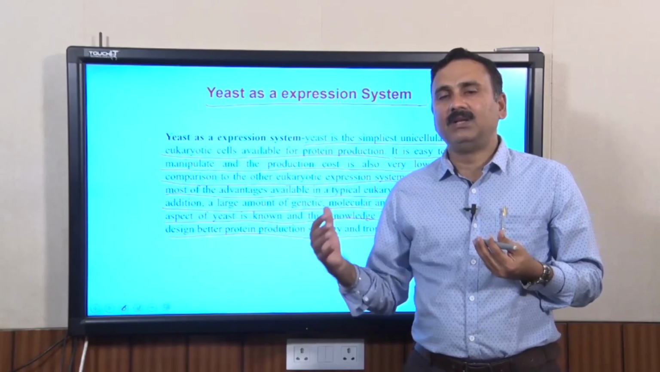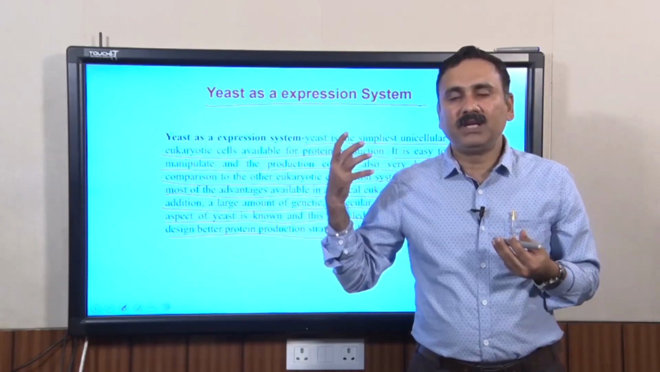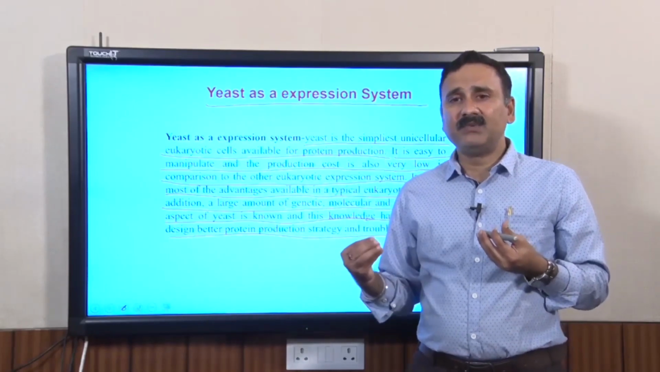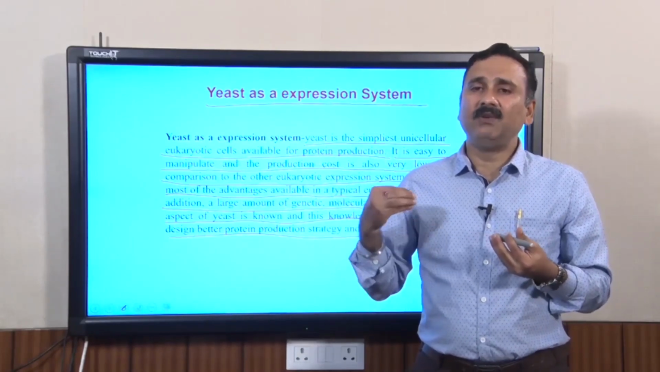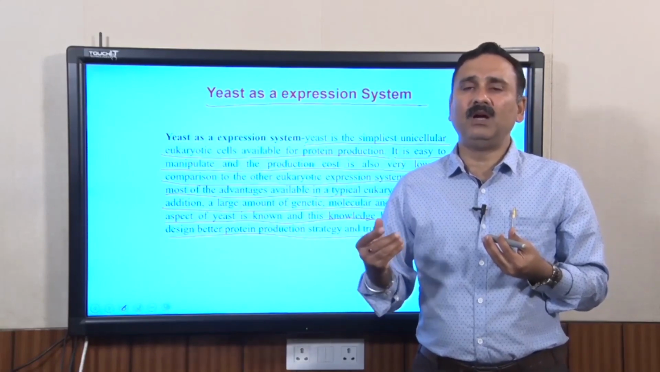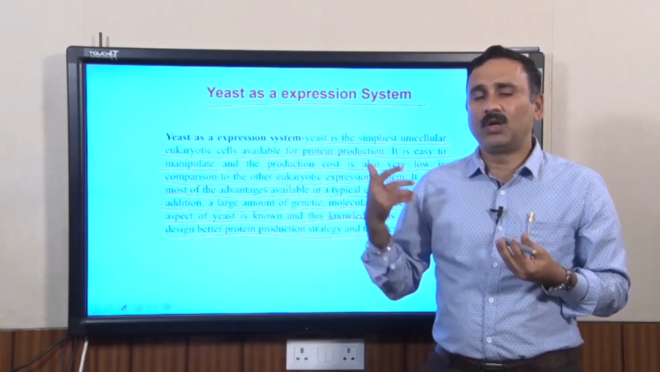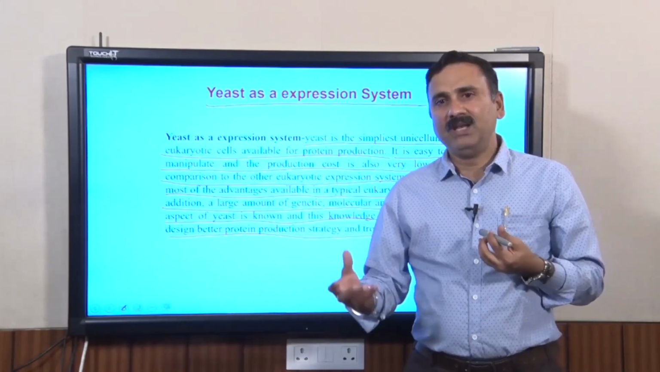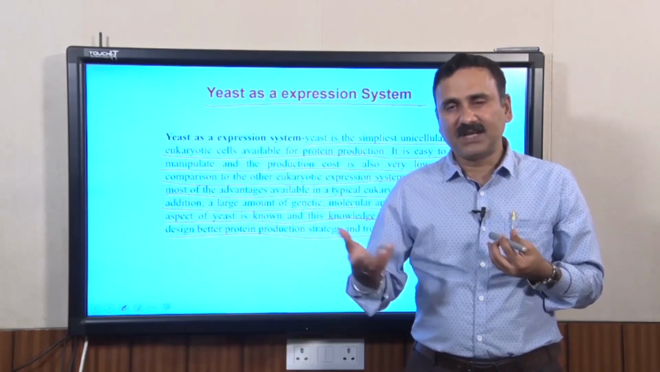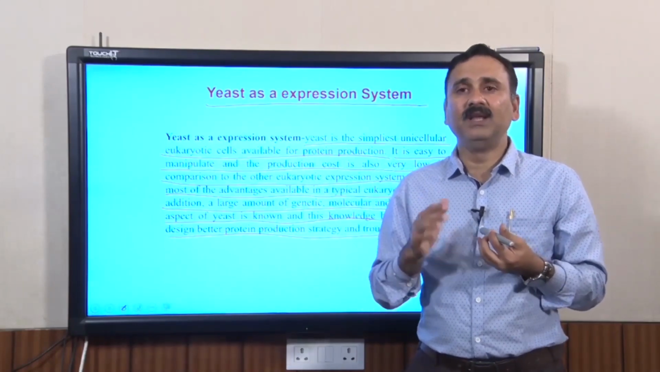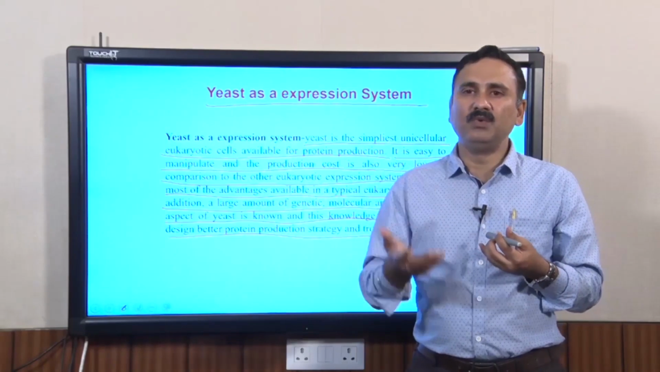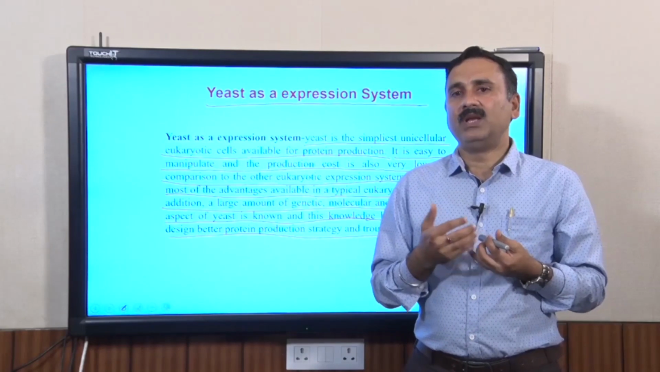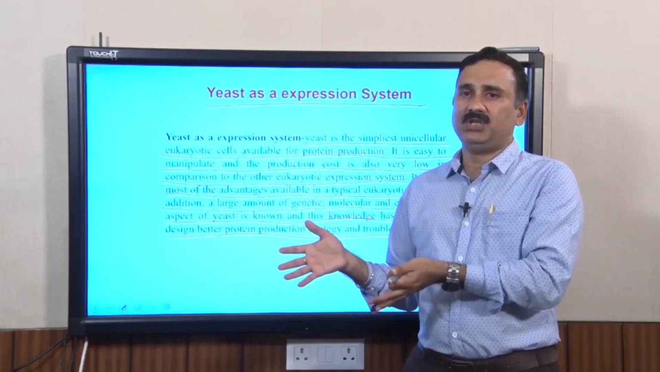So, because of that the yeast is being genetically manipulated. We have very in-depth knowledge about the biochemistry of these cells, and we know each and every minute detail of the molecular biology protocols or strategies which you can use to manipulate the yeast as an expression system. As a result, people are using the yeast very extensively for producing proteins which require the eukaryotic machinery.